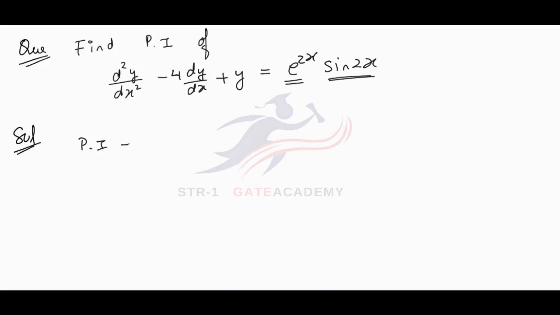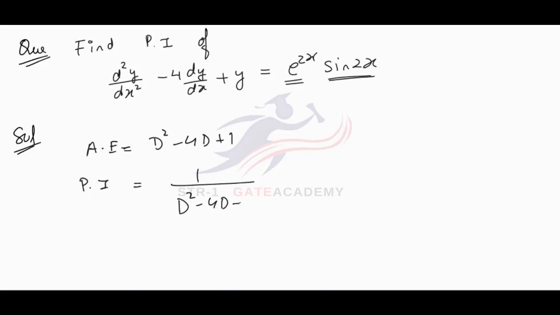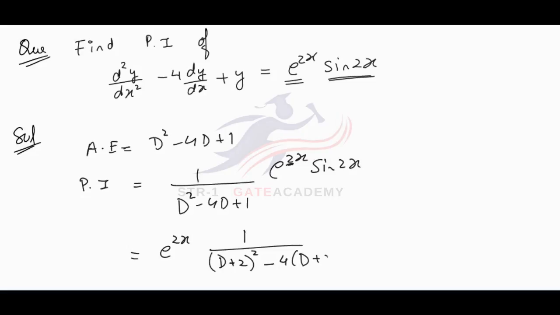So particular integral will become, see, first of all, you need to find out the auxiliary equation. Auxiliary equation is d square minus 4d plus 1, right? So particular integral will be nothing but 1 upon d square minus 4d plus 1 into e raised to 2x into sine 2x, right? Whenever this is a mixture, you'll say that this is nothing but e raised to 2x separate, upon 1 upon, this is a, so it is d plus 2 the whole square minus 4 times d plus 2 plus 1, of sine 2x.